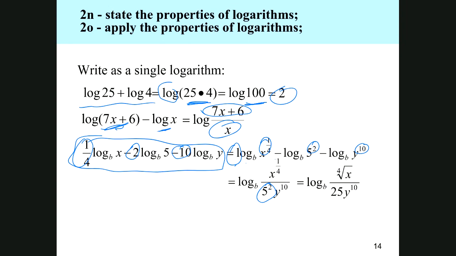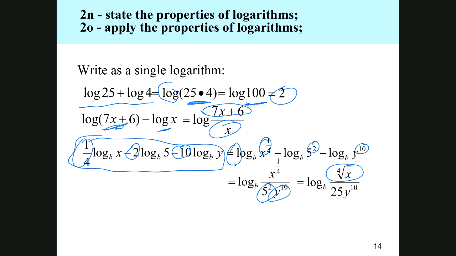Just simply, it's because it's being subtracted, you put the y to the 10th in the same denominator. All right, so whenever you have lots of them going on at once like this, if it's positive, it goes into the numerator. If it's negative, if it's being subtracted, it goes in the denominator. The x to the 1/4 we could change into a radical, and the 5 squared is equal to 25, so we could simplify it that way.